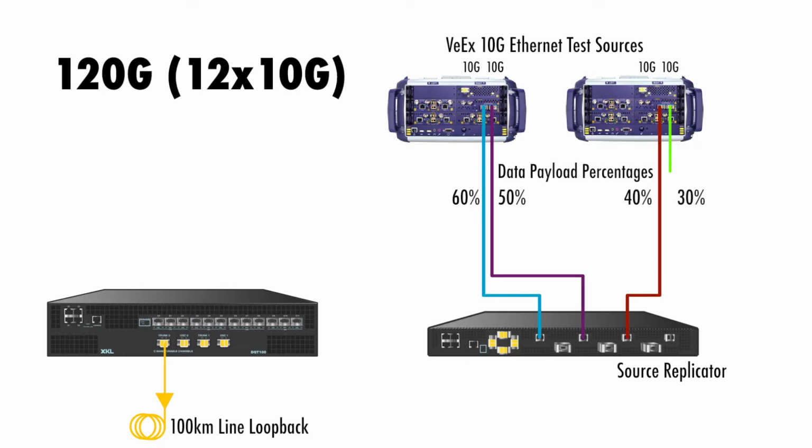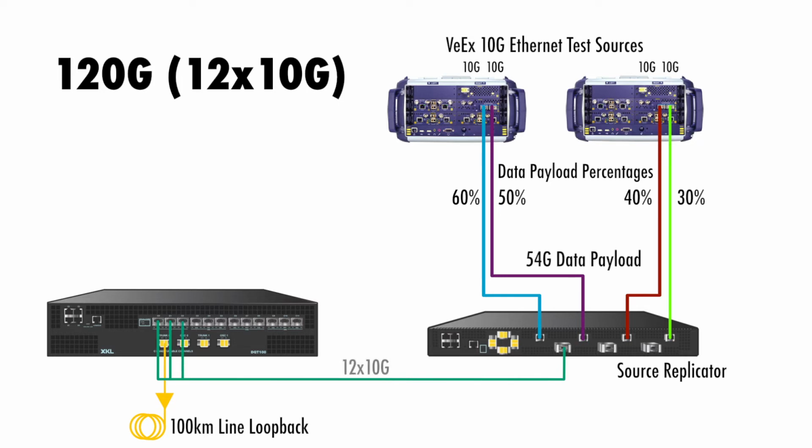This graphic is showing our next setup. We've added more client services. We have 12 10 GigE streams for a total of 120 gig of client-side services. Note that the total packet data being offered is 54 gig.